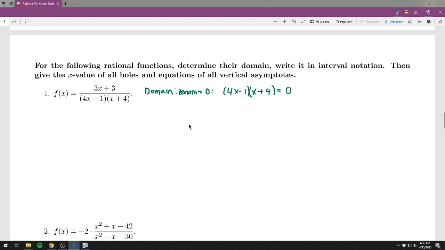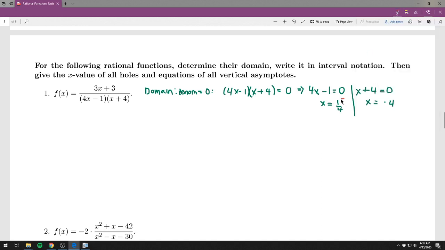We set each one to 0. We've been solving things like this all this chapter now. You're probably more comfortable with just listing out the answers, but I'll do it out. We set each one equal to 0: 4x minus 1 equals 0 and x plus 4 equals 0. On the left, we add the 1 and divide by the 4. We get x equals 1/4. On the right, we subtract the 4 and we get x equals -4.